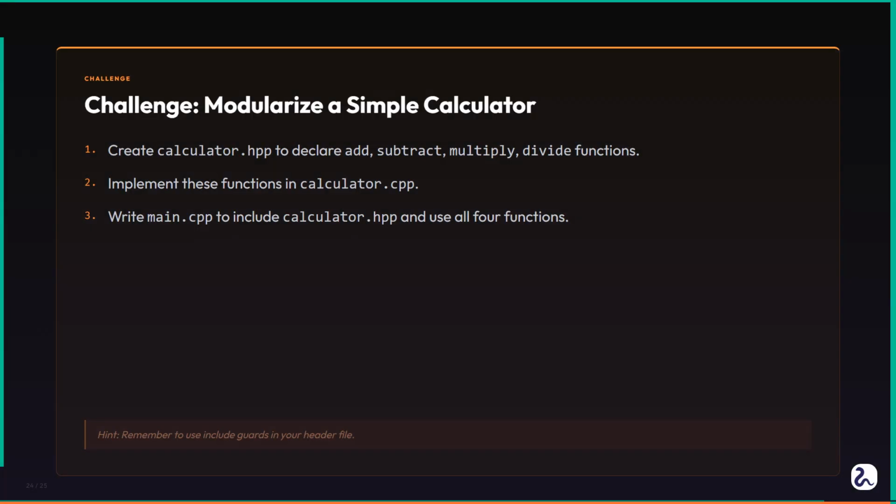For a challenge, try to create a small project with 2 source files and 1 header file. Define a function in one source file, declare it in the header, and call it from the other source file. Then, intentionally break the one definition rule by defining a global variable in the header without an include guard, and observe the linker error you get. This hands-on experience will solidify your understanding.